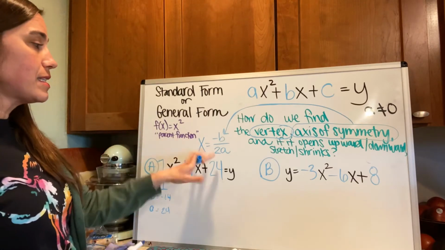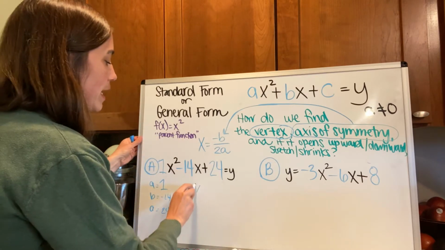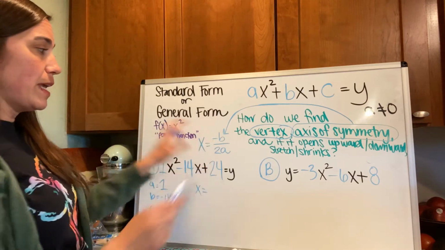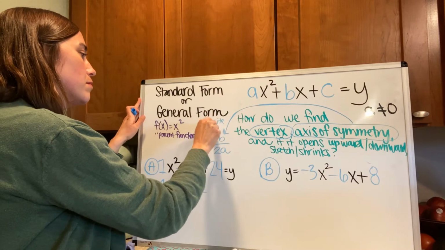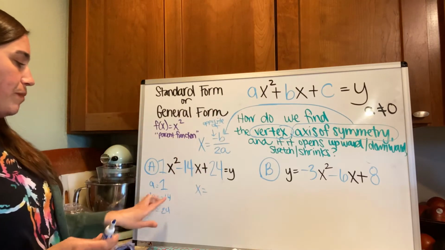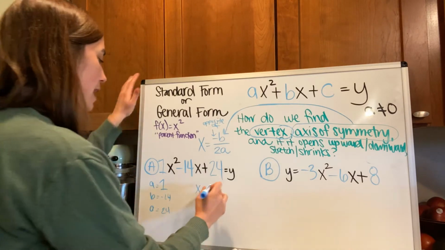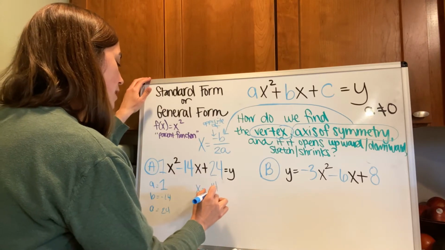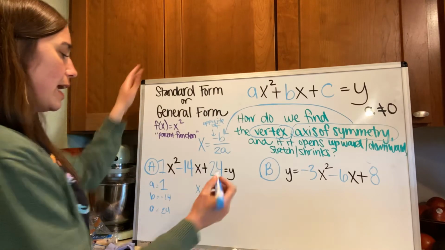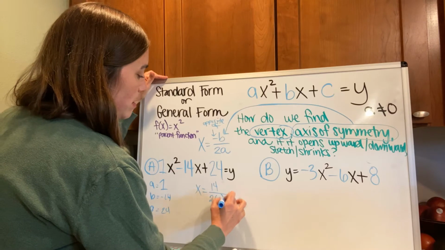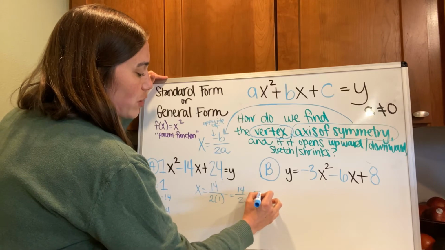Okay, so let's go ahead and substitute those values, a, b, and c, into the formula to get our axis of symmetry. So I'm going to write x is equal to the opposite of b. When I do the opposite of b, b is already negative 14, so I'm going to put that down as a positive 14. And then I'm going to do 2 times a. That would be 2 times 1, so that would be 2. If I simplify 14 over 2, then my x value would be 7.